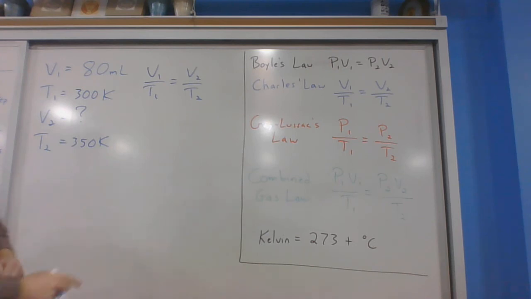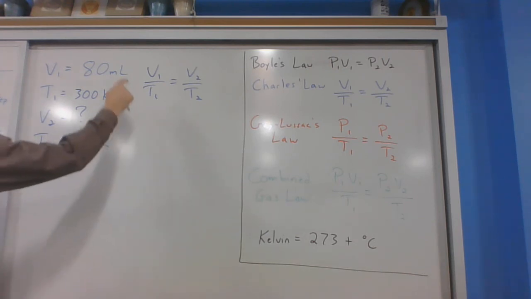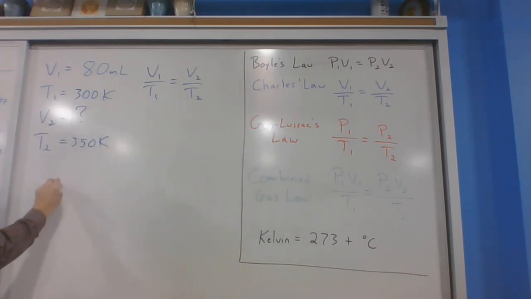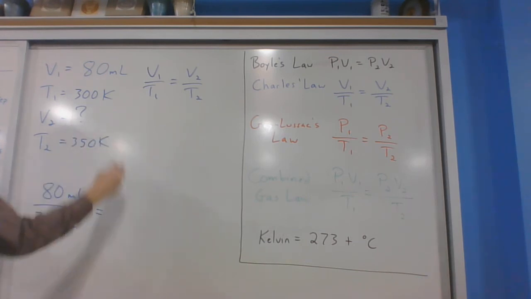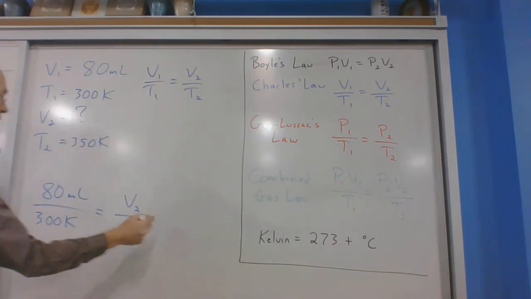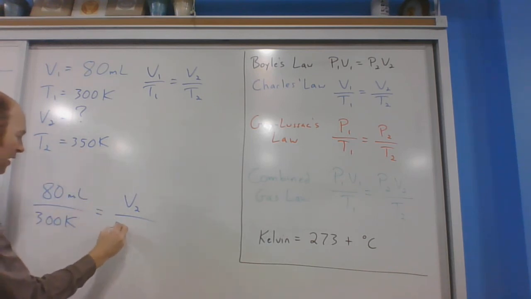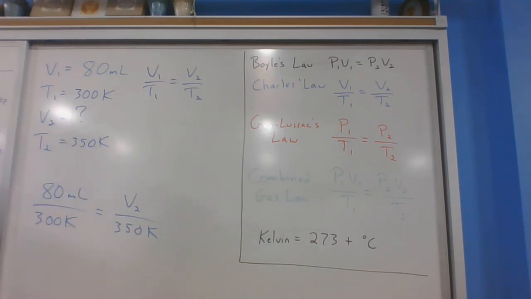Now let's set up our equation. Okay, V1 is 80 milliliters. T1 is 300 Kelvin. Got it. We're solving for V2 right there, and the new temperature of 350 Kelvin. All right, and this is not too bad when it comes to algebra. We want to get V2 over here by itself, so let's multiply both sides by 350 Kelvin.